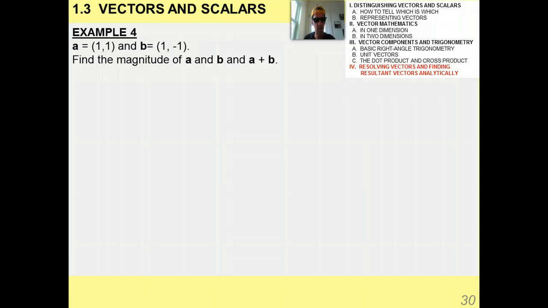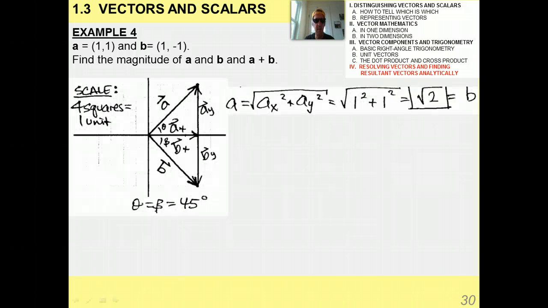Example 4. Pause the video and check out this one. I'm given two vectors. Find the magnitude of A and B and A plus B. You're crazy if you don't draw them. Draw them on graph paper. I have here 4 squares equals 1 unit, which is somewhat irrelevant to you because you can't even really see the squares.